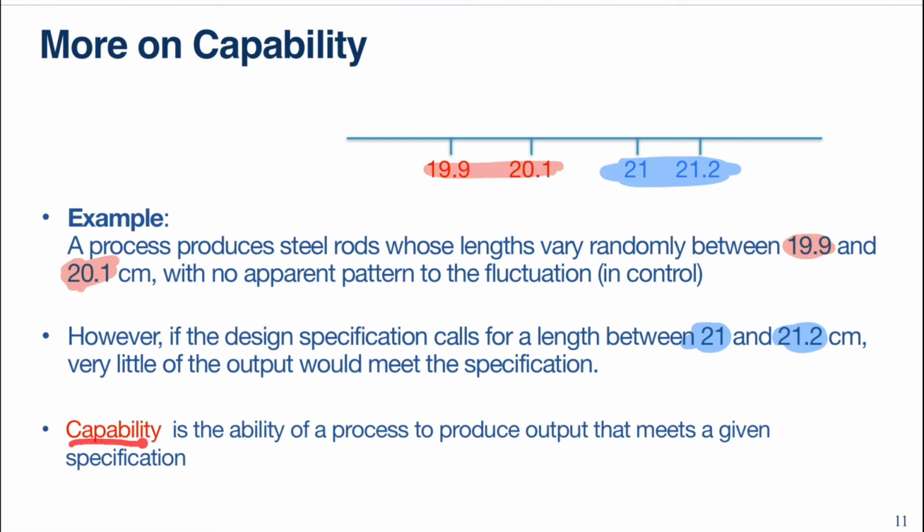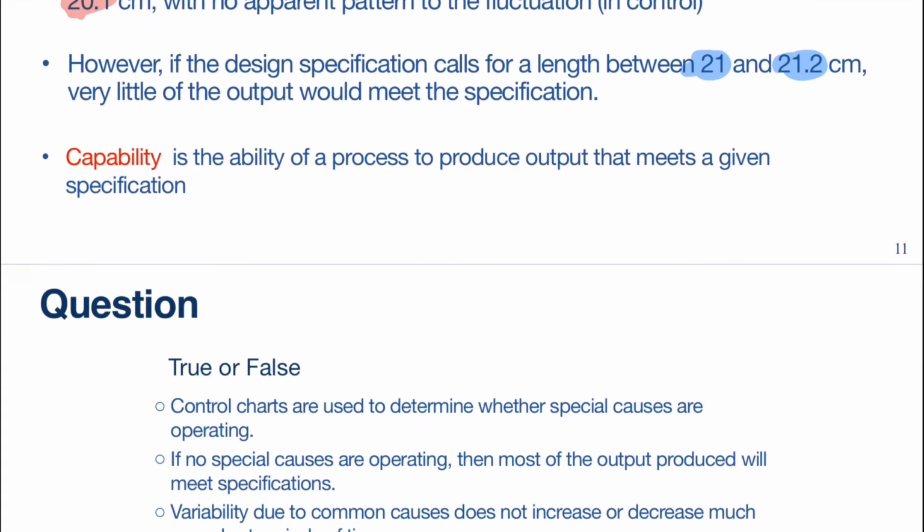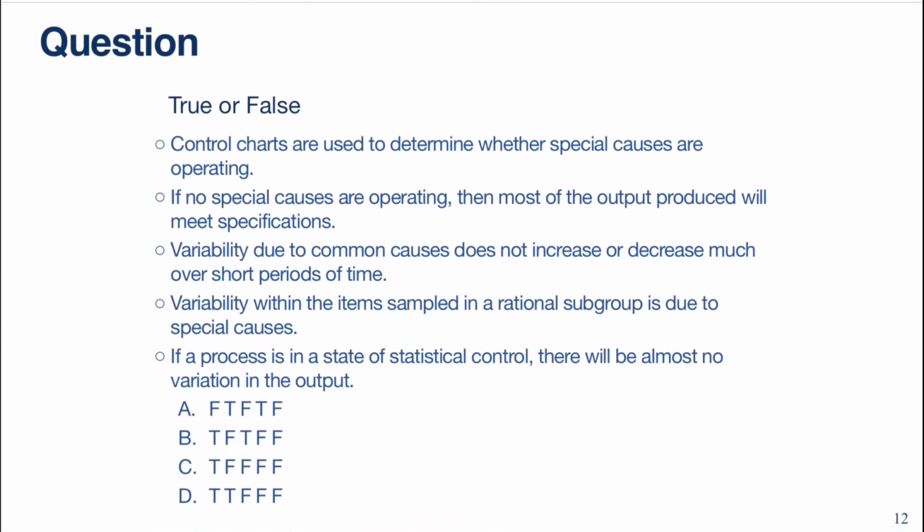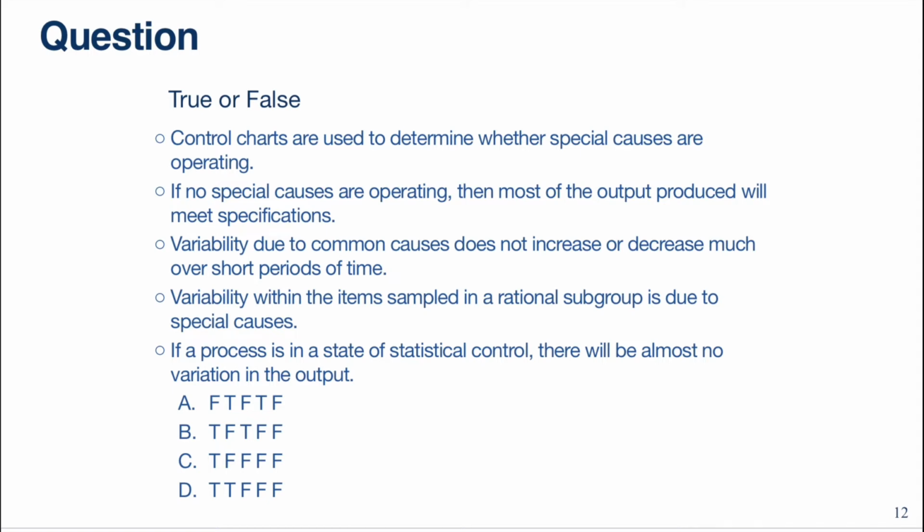So capability is the ability of a process to produce output that meets a given specification. Okay, it's in control and meets the specification. Now we have a set of questions here. What I suggest is to pause the video and answer each one of these questions. The solution to this question is given in the slides that are posted in Blackboard.